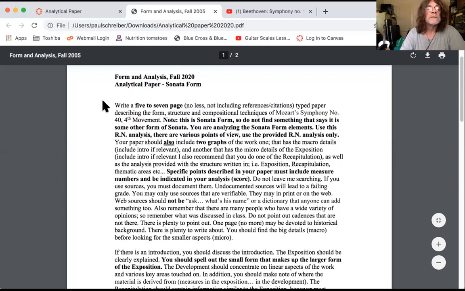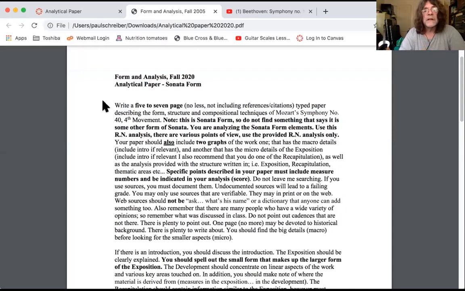But anyways, it's 5-7 pages, no less. You need 5-7 pages. Now, this doesn't include references and citations. You just put a number one, number two, number three, and you go to the back at the end and put them all in. Anyways, you're doing a paper describing the form, structure, and compositional techniques of Mozart's Symphony No. 40, fourth movement. Note, this is sonata form, so don't find something that says it's some other form. We are really just analyzing the sonata form elements. If someone says it's something else, that's cool, but we're analyzing the sonata form elements, not the sonata rondo.